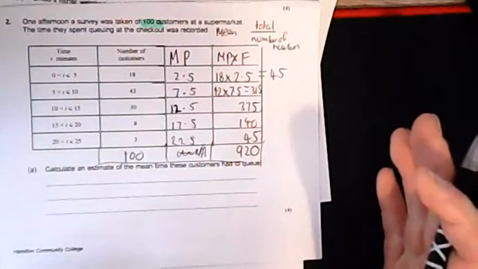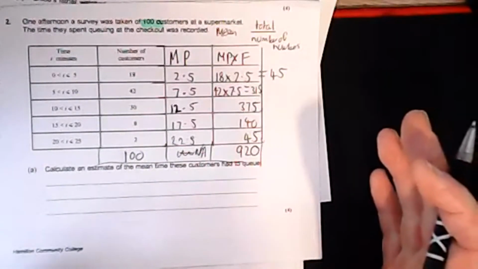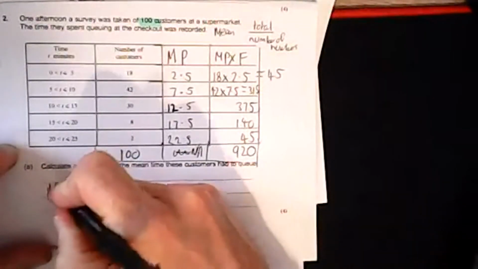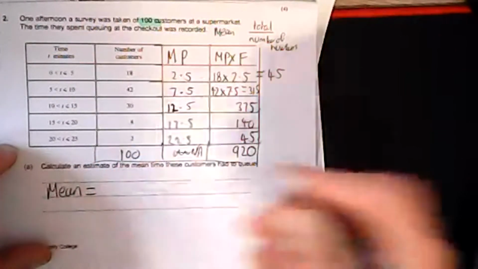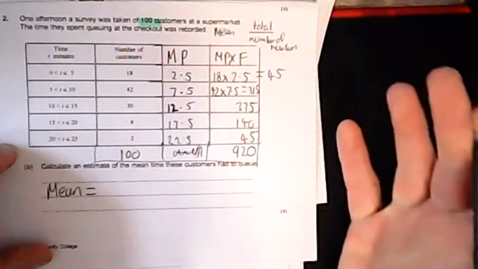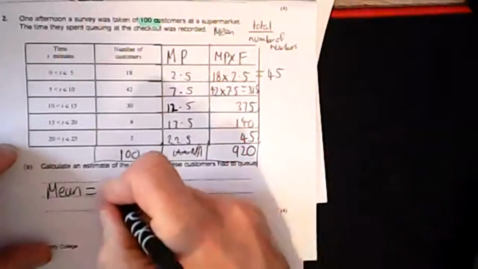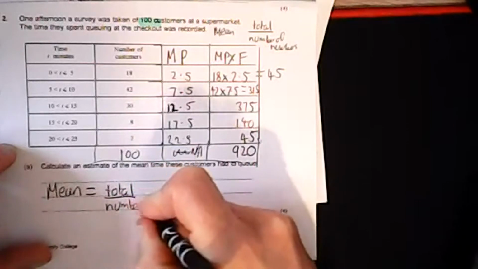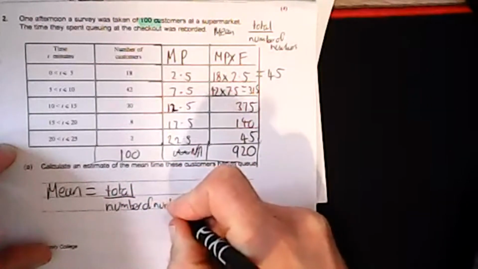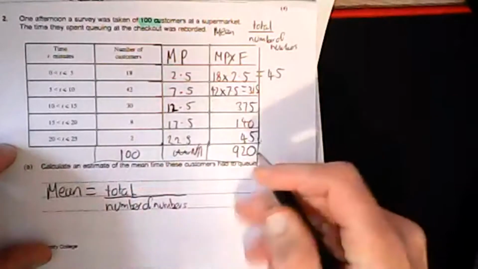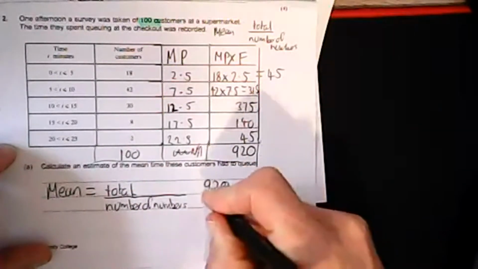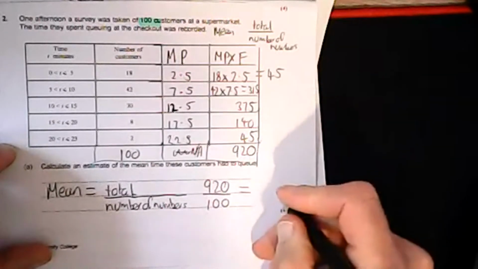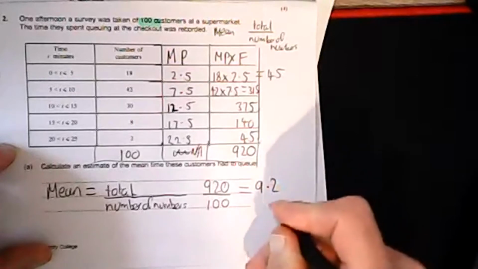Right, so we've done all the hard work now. The last bit is to do the mean. Now the mean is the total of the numbers divided by the number of numbers, or the number of people. So we've got 920 divided by 100, and that gives us 9.2.